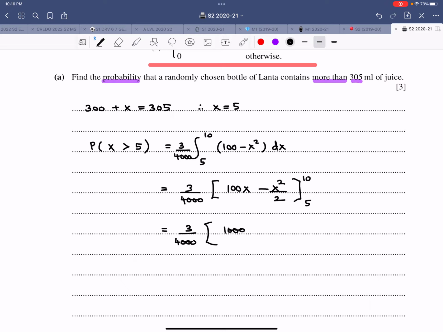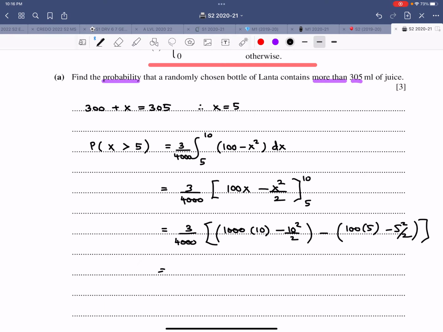So that's 100 into 10 minus 10 square over 2. Then the lower limit, 100 into 5 minus 5 square over 2. Naturally use a calculator and then you get your answer. So this is the first part. Now let's move to the second part.